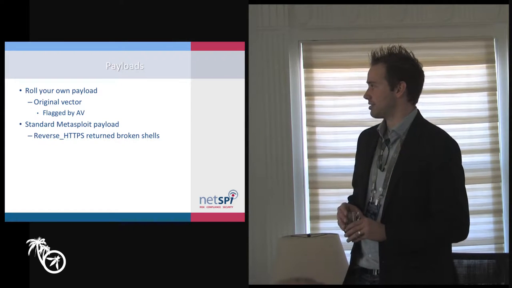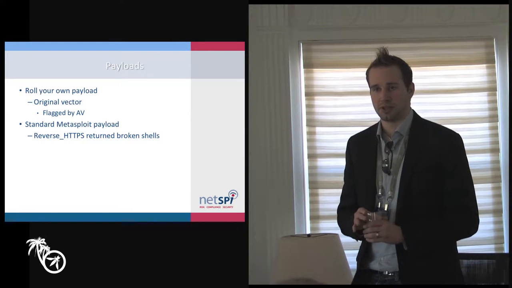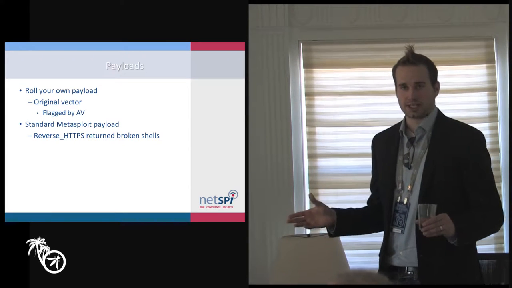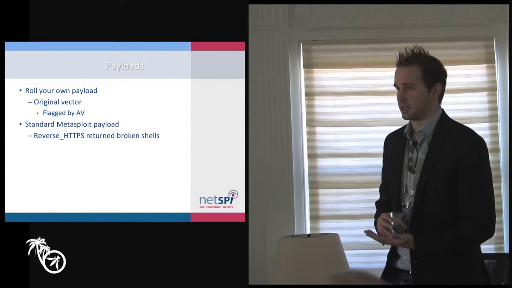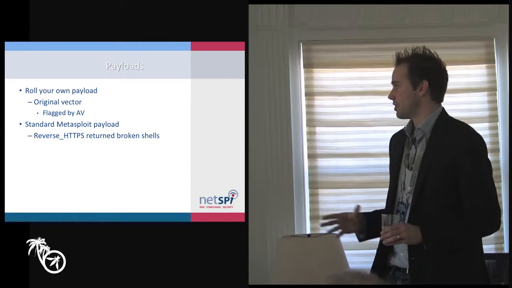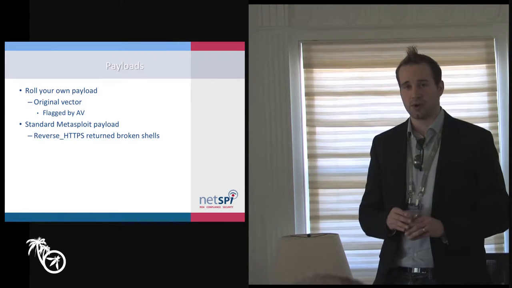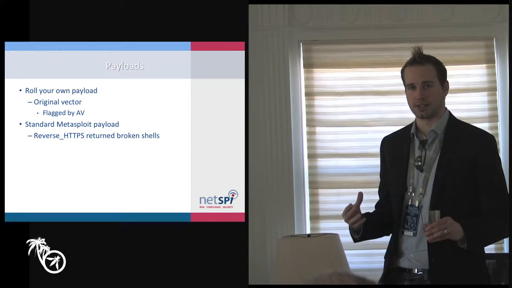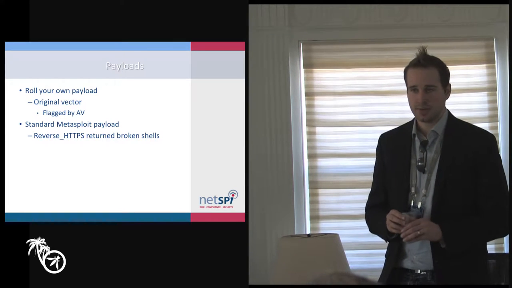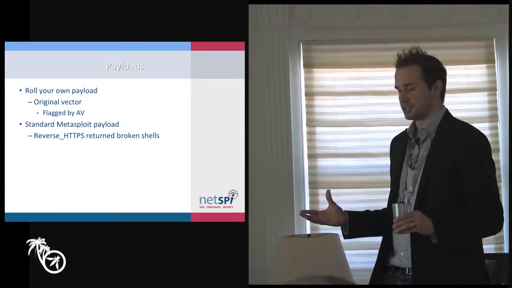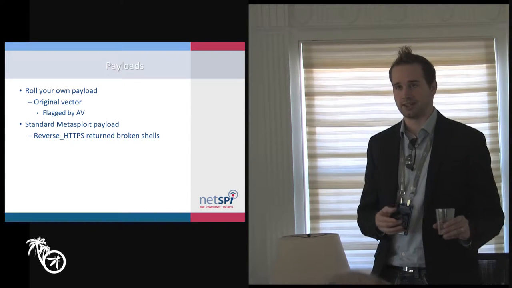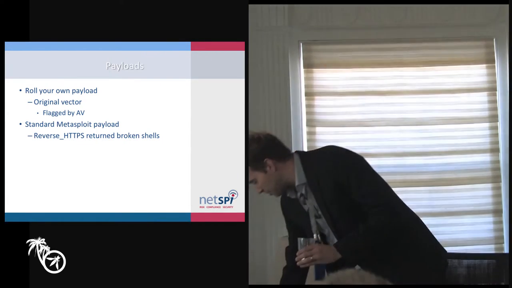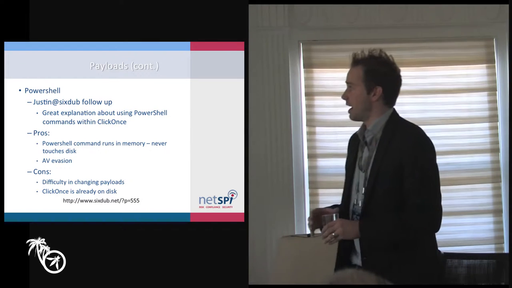Another is the standard Metasploit payload. I don't know how many people are familiar with the Metasploit framework, but you can generate your own executables, your own payloads using their system. And for some reason, I'm not entirely sure why, the reverse HTTPS shells were returning, but they were broken, so they didn't have all the functionality that they needed. And so it's possible that AV was partially flagging when it was pulling down its second stage of the payload. So I ended up abandoning using that.